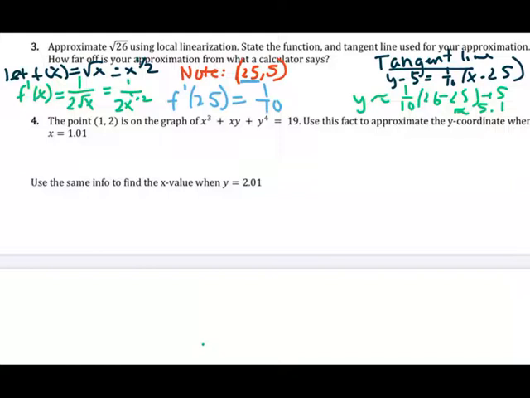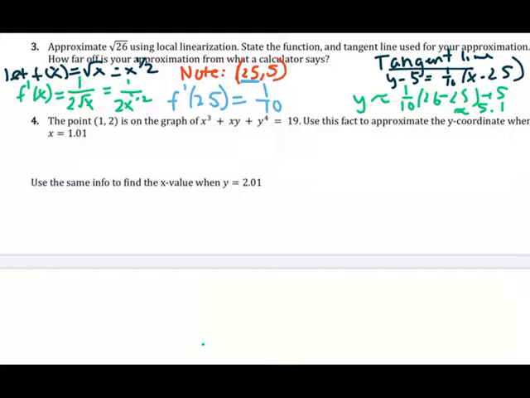Now, if we used this exact same model to approximate the square root of 30, this still may be a decent approximation, but it's not going to be as strong of an approximation because 30 is a lot further from 25. So the further we get from the x value that we're using to say we're close to this value, the worse the approximation is. And that's something that's really important to notice.